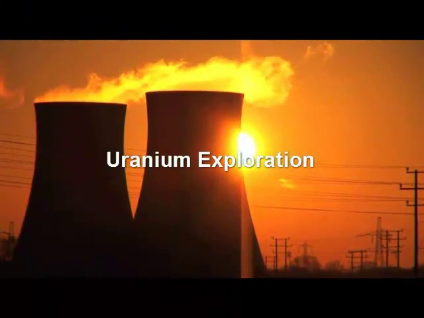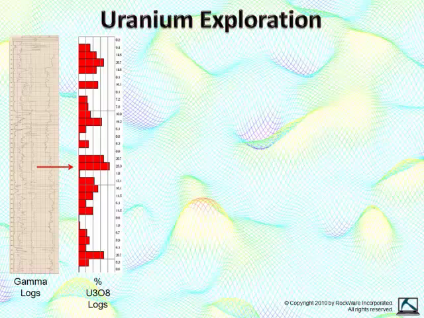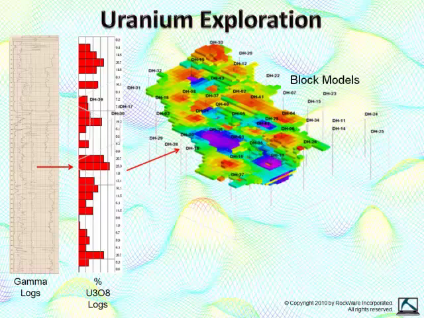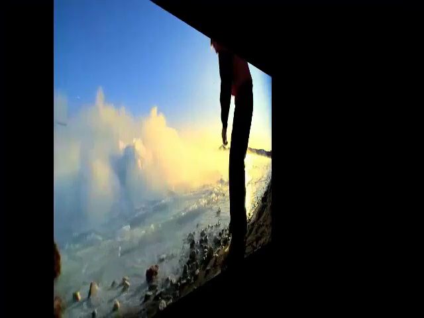RockWorks includes 3 particular features that are especially useful for uranium exploration. The first is a utility that converts downhole counts per second data into uranium equivalent grade. The second is 3-dimensional ore reserve block modeling, and the third is the ability to easily change or filter the cutoff grades within the U3O8 model in order to immediately obtain new volumetrics.